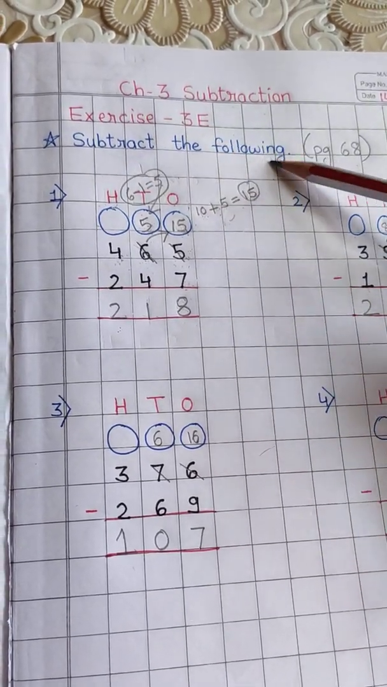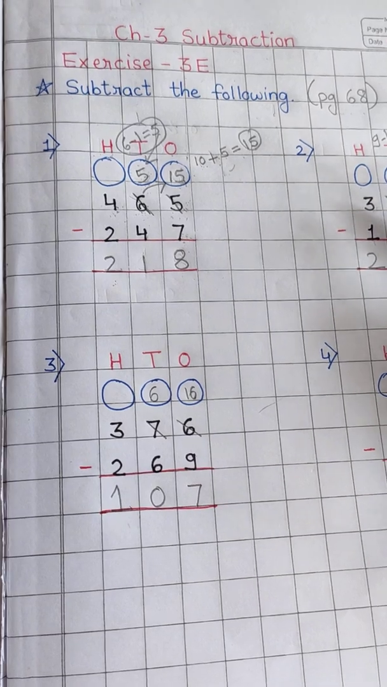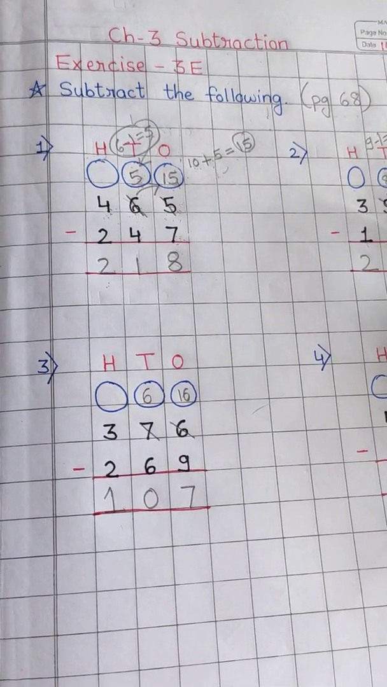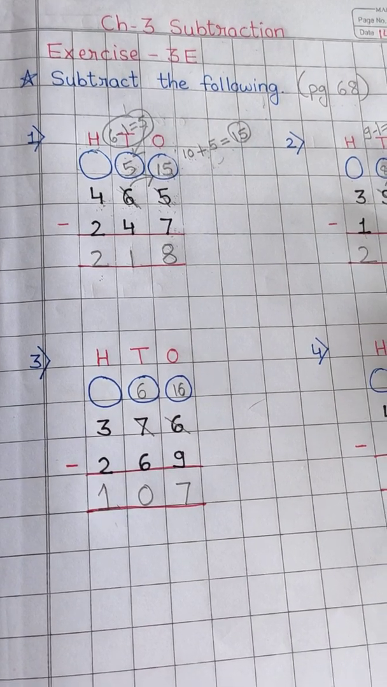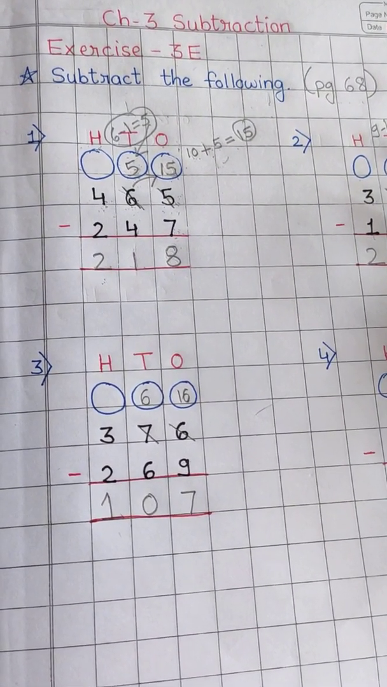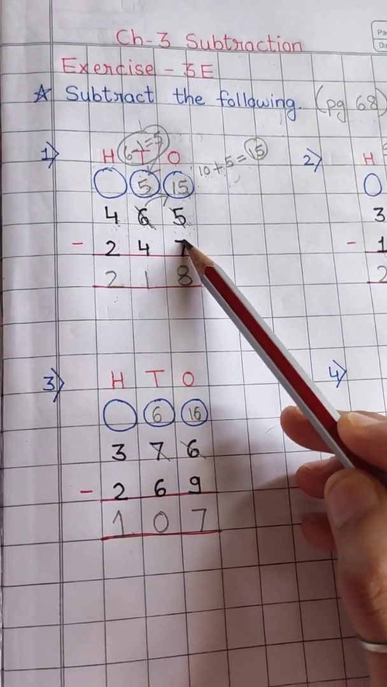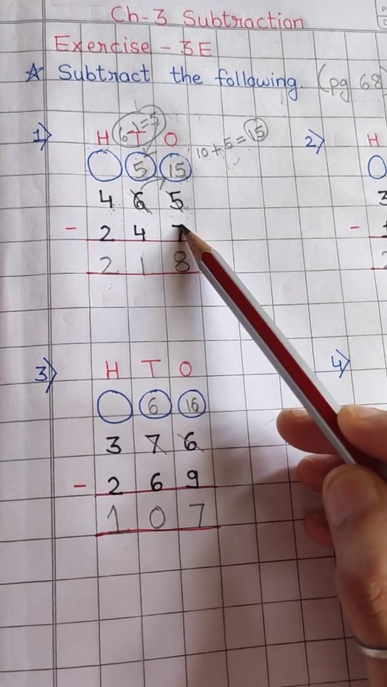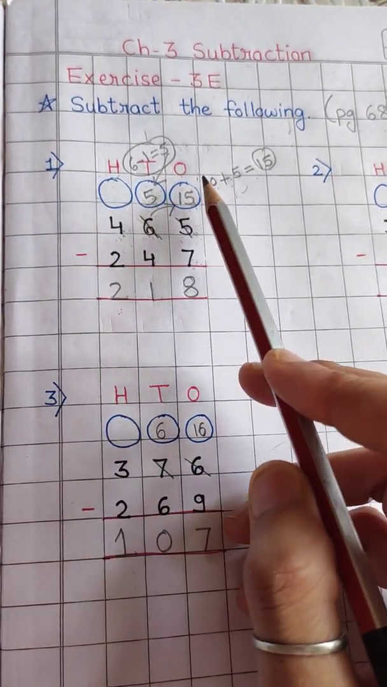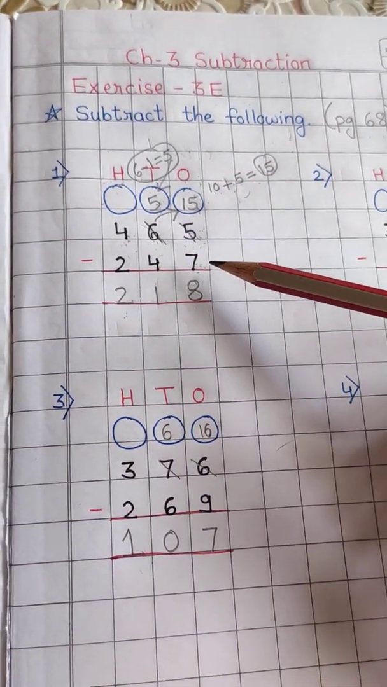Question: subtract the following. Now in the previous class we had learned about exercise 3rd D. In that we learned subtraction of 3-digit numbers without regrouping. So today I am going to teach you 3-digit number subtraction with regrouping. First you will write the place values: hundreds, tens, ones. And then we will write this question from the book.